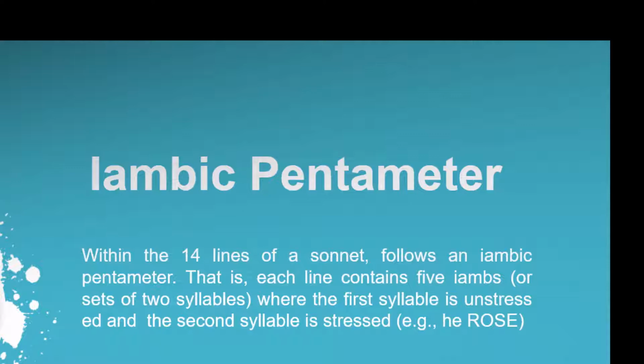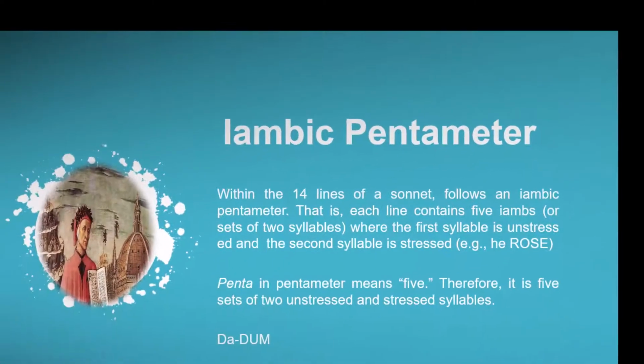Okay, you're going to get it by the time we have a sample, where the first syllable is unstressed and the second syllable is stressed. For example, he rose, he rose. Okay, so in this we have 2 syllables, the unstressed syllable and the stressed syllable.